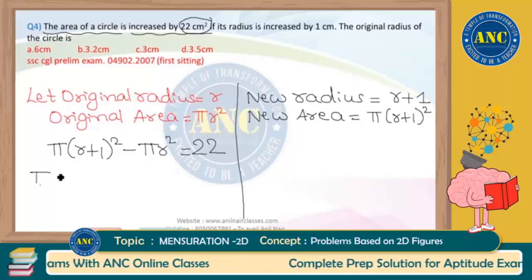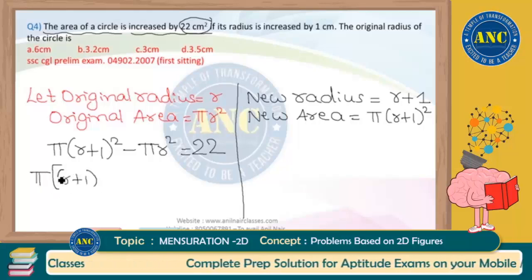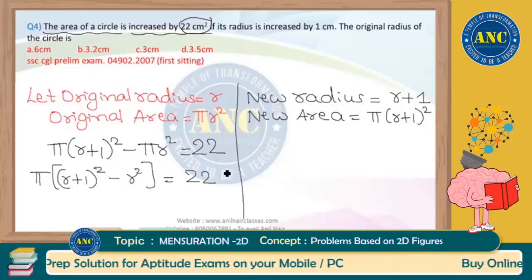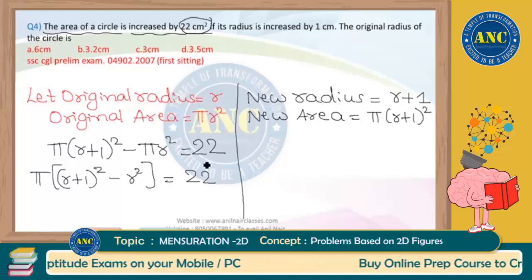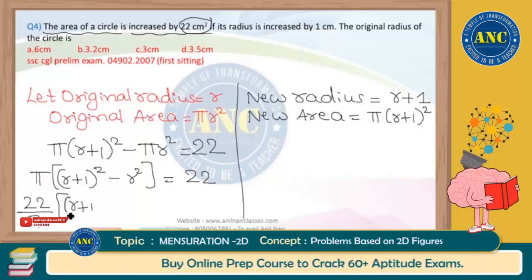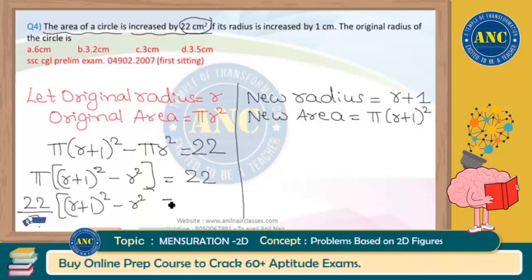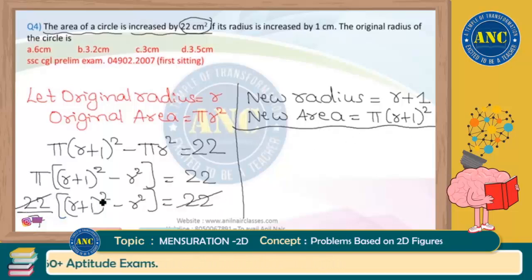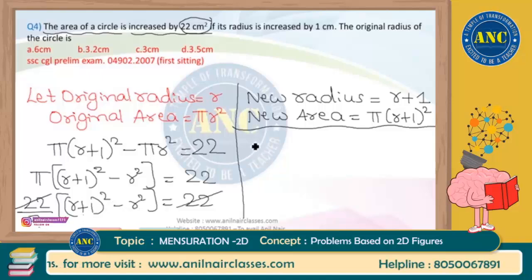If I further simplify, pi is a common factor. It is pi into r plus 1 whole square minus r square, and this is 22. Now this can be further written as pi is nothing but 22 divided by 7, times r plus 1 whole square minus r square, which is nothing but 22. 22 cancels. So you are left right now with x square minus y square. It is x plus y into x minus y. This is equal to 1 into denominator 7 on the left hand side. 1 into 7 is 7.